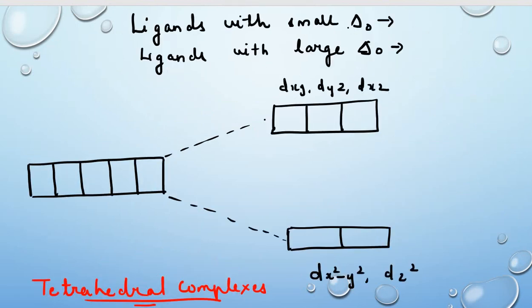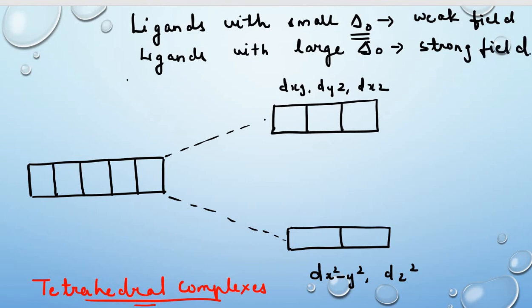Now, when ligands with a small delta O value are there, it represents what? It represents a weak field. Whereas ligands with a larger delta O value represent what? They represent a strong field.